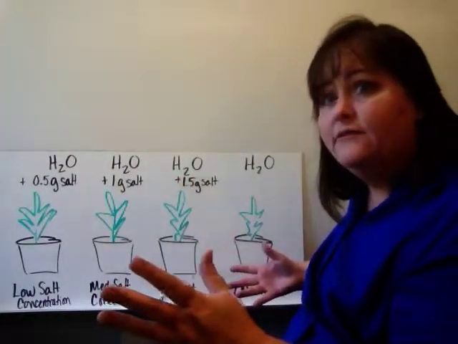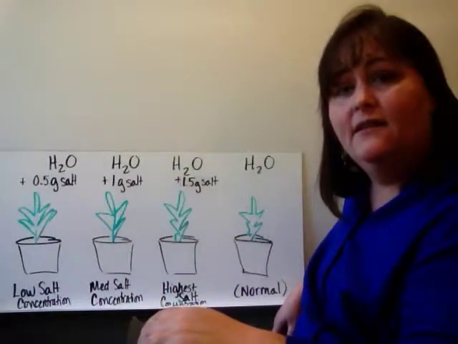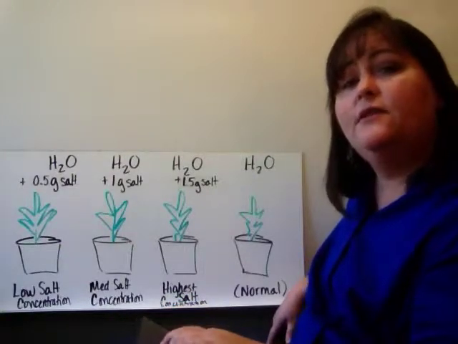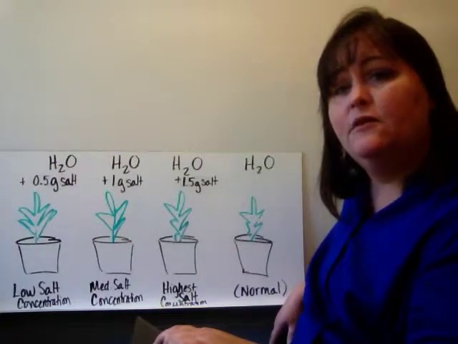Well, what if it doesn't turn out that way? Well, then we have to go back and rethink our hypothesis. And we have to change our hypothesis to reflect what we think would happen in the next experiment. And then we'd repeat the experiment over and over again.